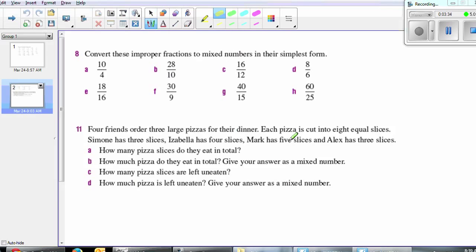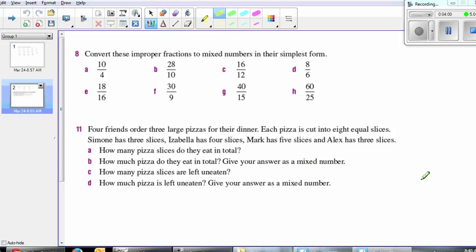All right, let's have a look at a problem-solving question. 4 friends order 3 large pizzas for their dinner. Each pizza is cut into 8 equal slices. Simone has 3 slices. Isabel has 4 slices. Mark has 5 slices, and Alex has 3 slices. Question 8 is, how many pizza slices do they eat in total?